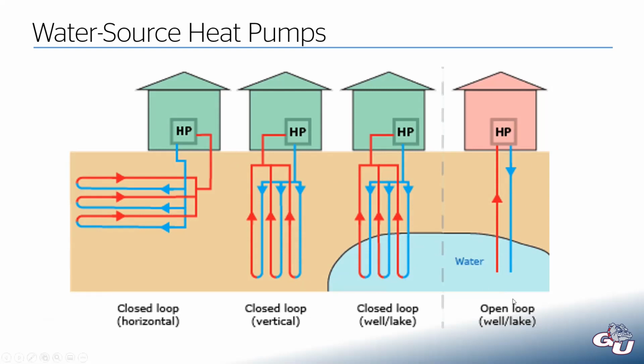And then finally, this last variation would be an open loop. We can see we would be pulling in water on one side of this, using it in our building for heating or cooling, depending on what we need, and then sending that water back into the water.